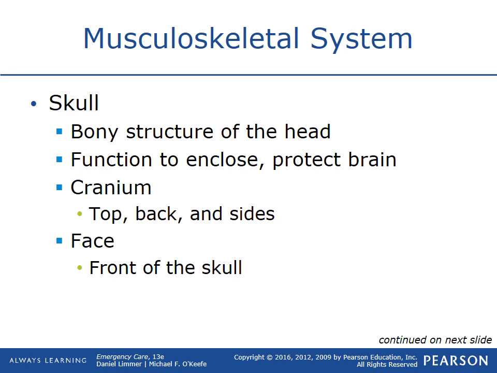There's only enough room for the brain, which is 84% of that space, and then it also has blood, and it has a fluid in it called cerebral spinal fluid. So the blood and cerebral spinal fluid only take up about 15 to 20% of the skull space. The cranium is the top, back, and sides, and the face is the front of the skull.